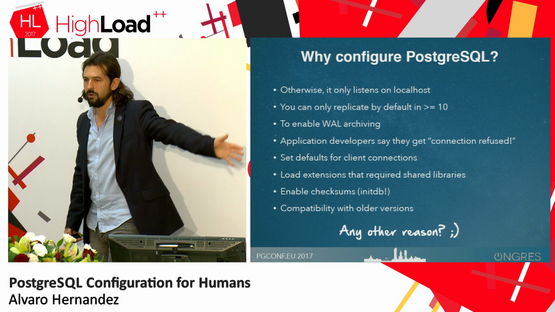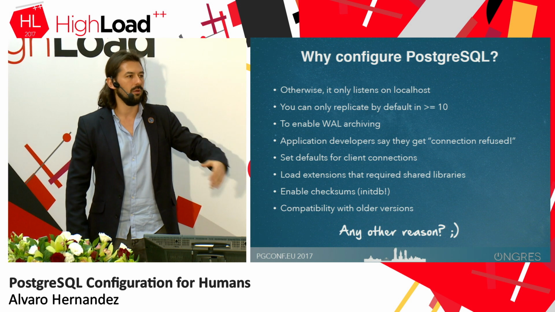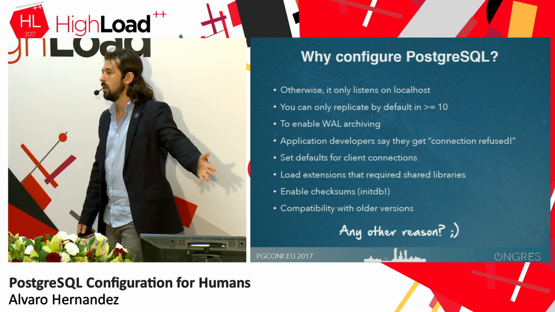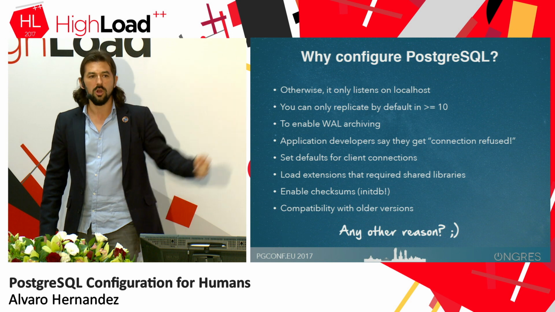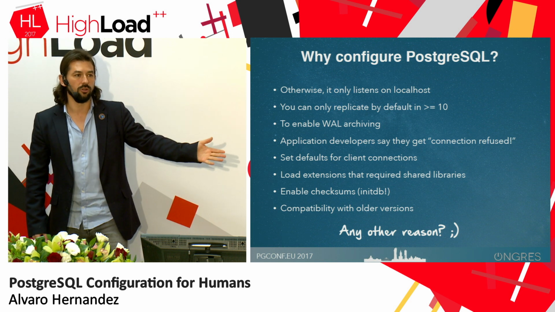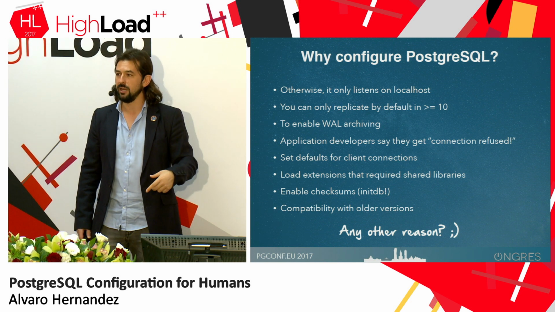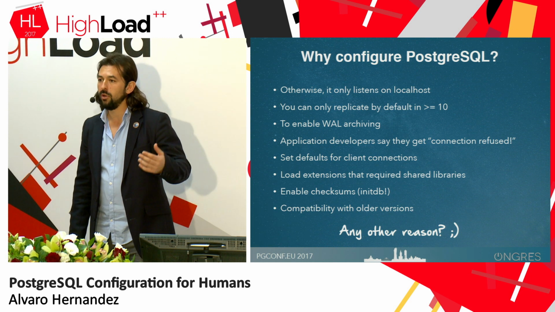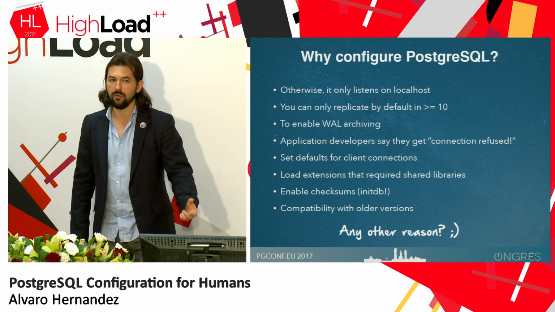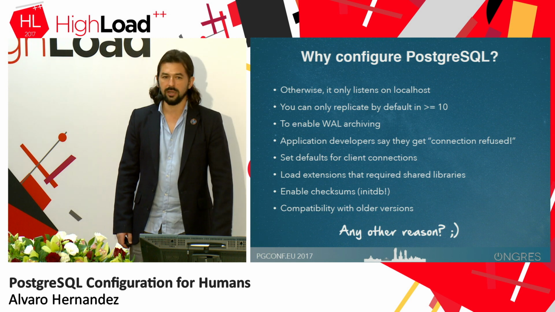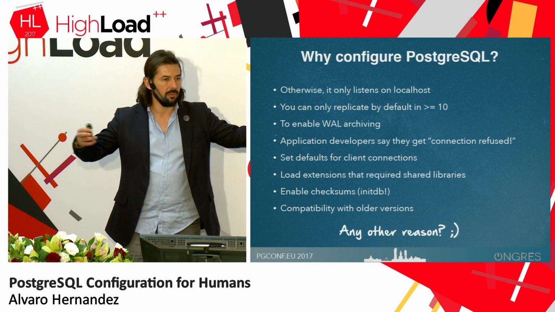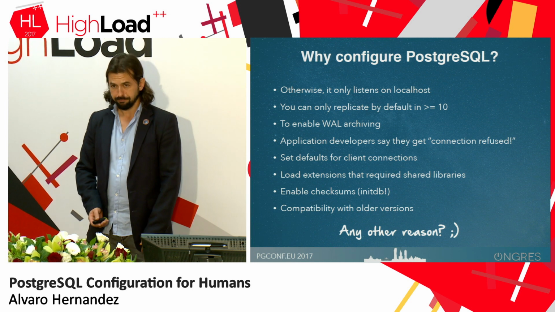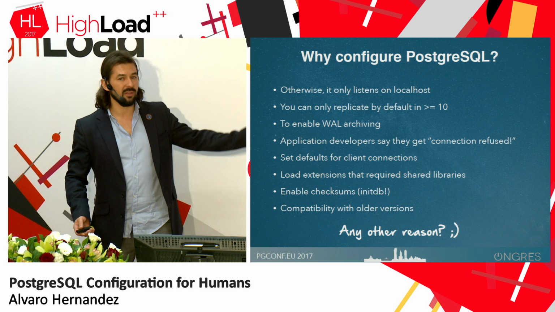So, for example, by default Postgres will only listen on localhost. Probably you want to expose your database to the local network, so you want to tune this. Or you want to enable replication, which, if you're running Postgres older than 10, won't work unless you configure Postgres. You may want to enable WAL archiving for disaster recovery purposes. You may want to set parameters by default so that all applications will use those defaults. You may want to set the number of maximum connections. This is something everybody tunes.